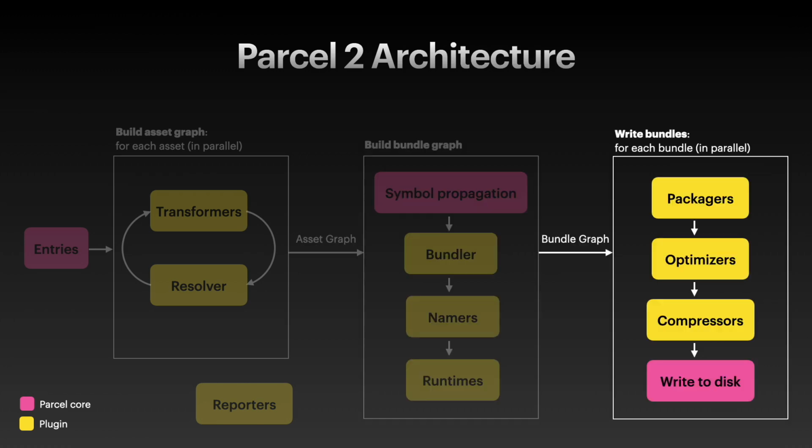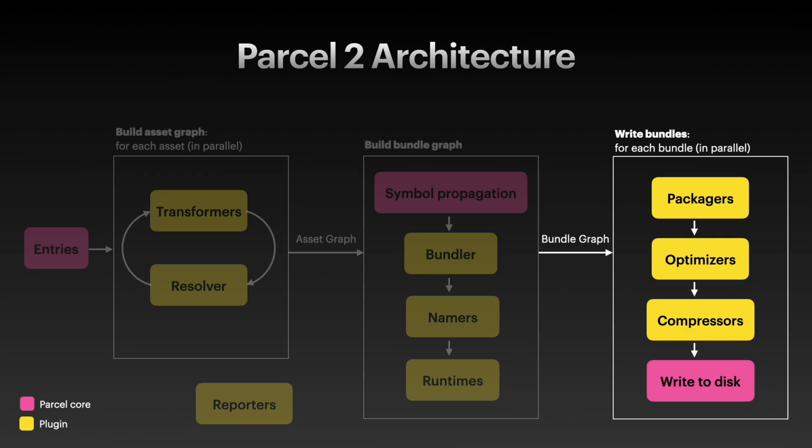Finally, the last phase is combining all the assets in each bundle together into code that can actually be run in the browser. So packager plugins for each file type are responsible for that. And they also implement things like tree shaking and outputting different formats like ES modules or CommonJS. Optimizer plugins do things like minify code, optimize images, or other types of bundle transformations like prepending license headers.